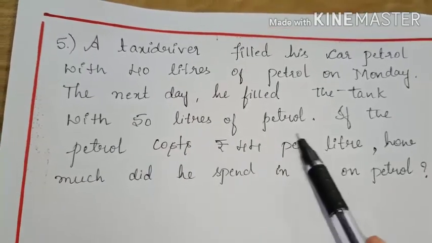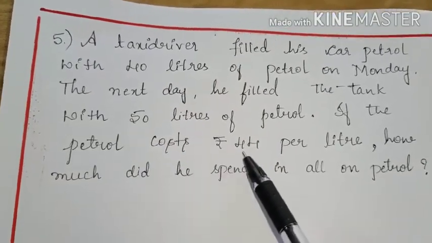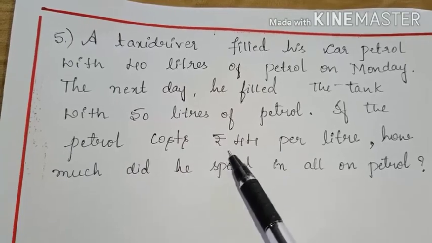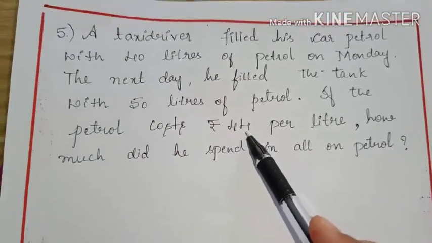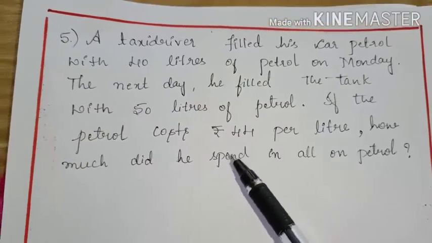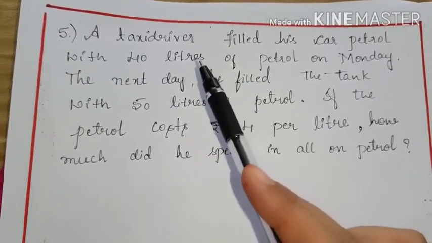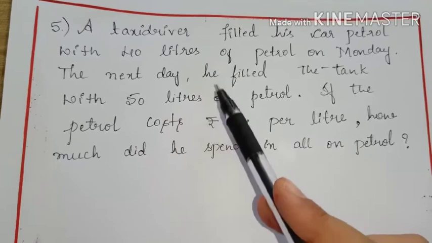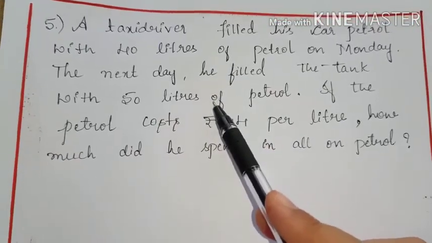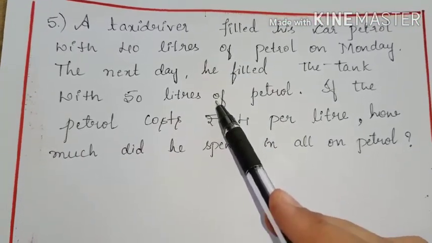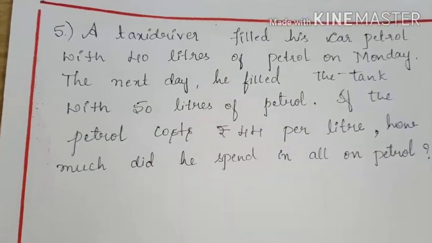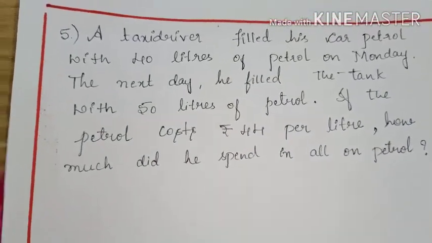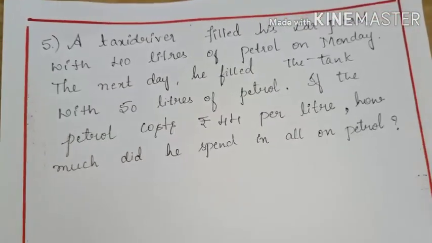If the petrol costs rupees 44 per liter, for 1 liter of petrol the cost is 44. Now you have to find the cost overall, that is for 40 liters and 50 liters. When you add both, you will get 90 liters. That is, totally you have to find the cost for 90 liters of petrol here. Write down the solution.